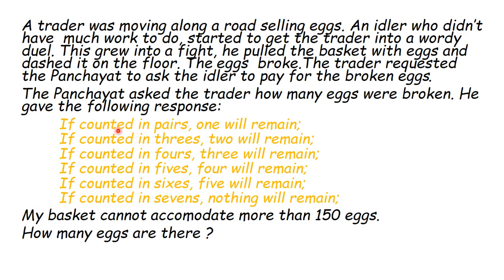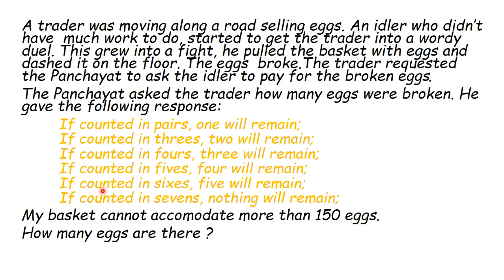If counted in pairs, one will remain. If counted in threes, 2 eggs will remain. If counted in 4, 3 eggs will remain. If counted in 5, 4 eggs will remain. If counted in 6, 5 eggs will remain, and if counted in 7, nothing will remain. My basket cannot accommodate more than 150 eggs. So this is the puzzle.